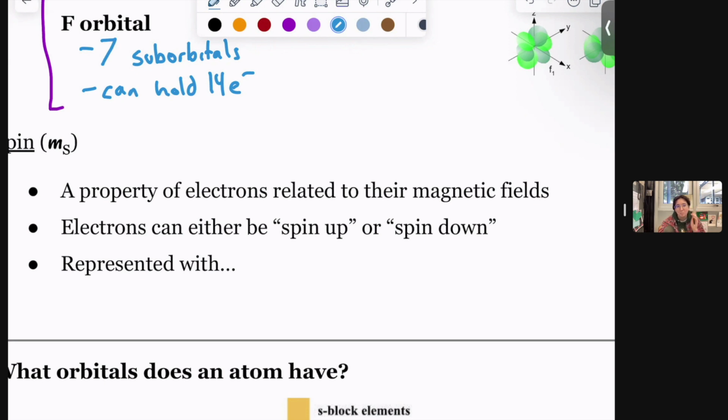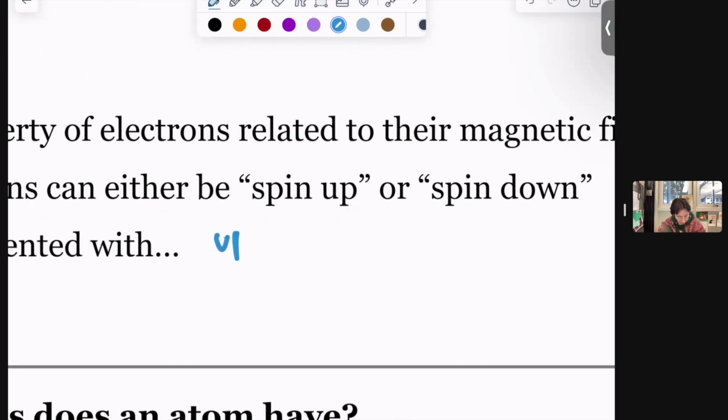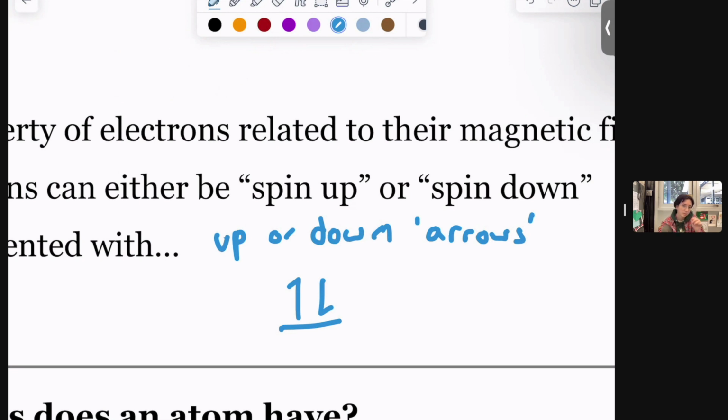Don't get too bogged down with it. It's just a property of electrons. Some electrons are up, some electrons are down. So if I want to specifically talk about one electron, I should be specific, that's a down electron, or that's an up electron. So what we're going to represent these with is up and down arrows. We'll see this more a bit later, but something like that is how I would draw them. So the first one, that's an up spin, and if I want to show a down spin, I would show it with that second one.